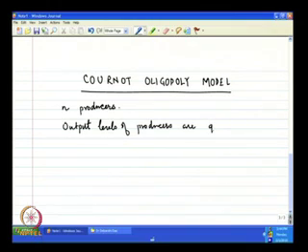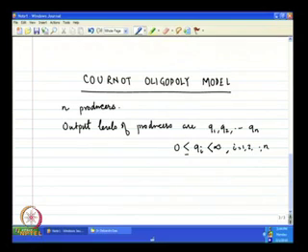are Q1, Q2, ..., Qn, where Qi is any number between 0 and infinity, i goes from 1 to n, all right. And we are going to assume that the goods that they are producing are homogeneous.